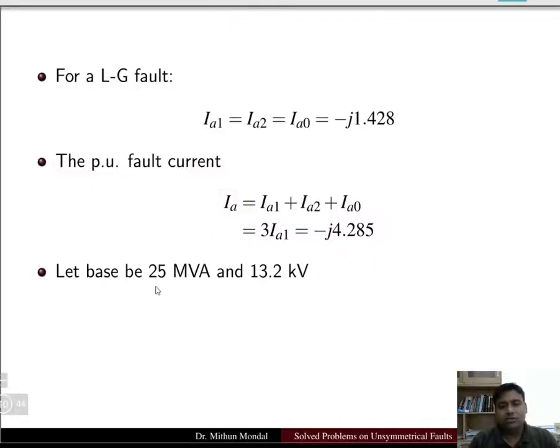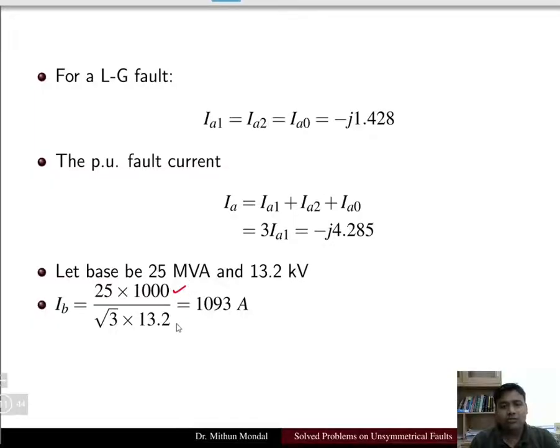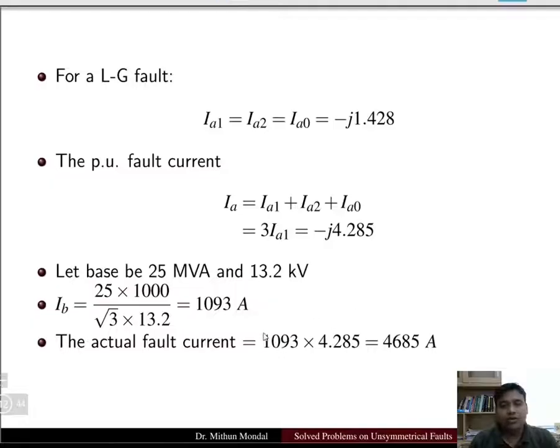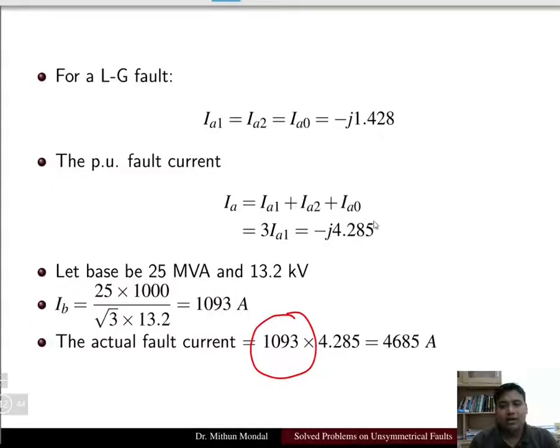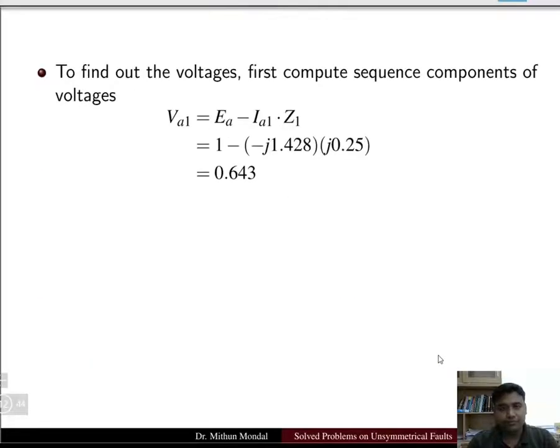Now let us choose the base of 25 MVA and 13.2 kV because we have to find the base current. The base current is basically the power divided by root 3 times the voltage. So I'll get 1093 amperes. Now the actual fault current will be equal to the base current 1093 multiplied by the per unit current 4.285. So we'll get an actual fault current of 4685 amperes. Now we have to find the voltage.